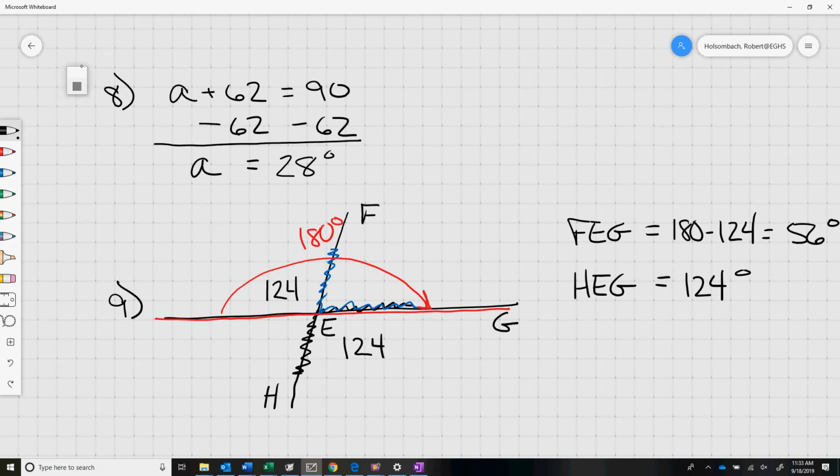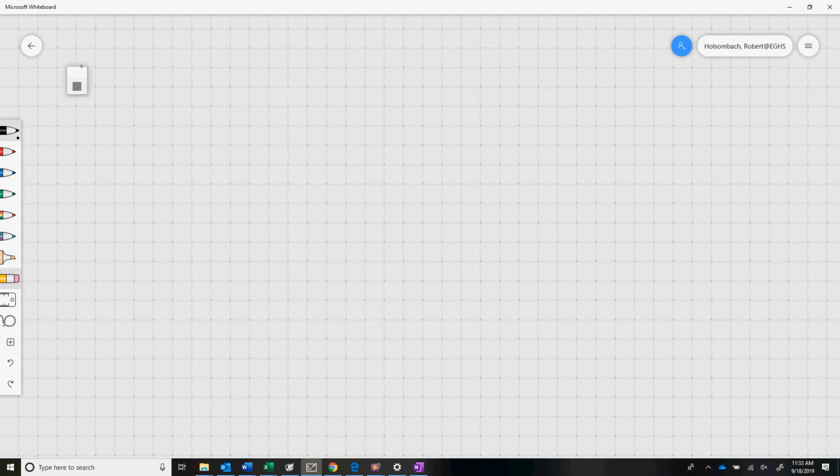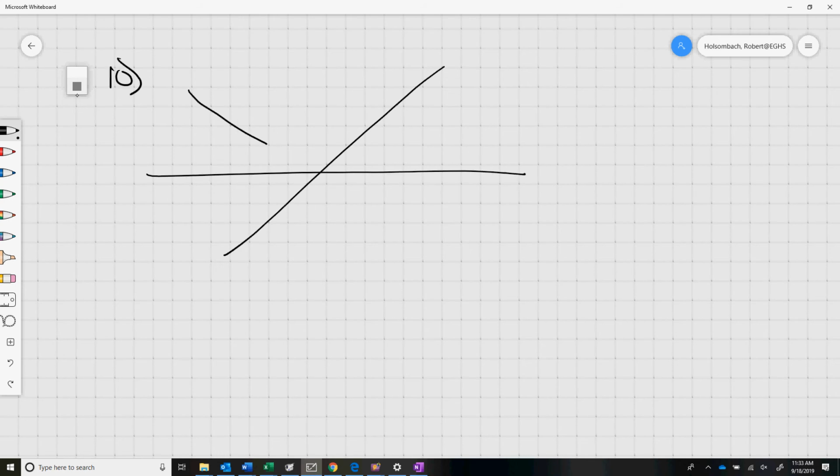Number 10. Name an angle adjacent to DGH. So you got DGH, and they want something adjacent to it. So I would highlight that angle.